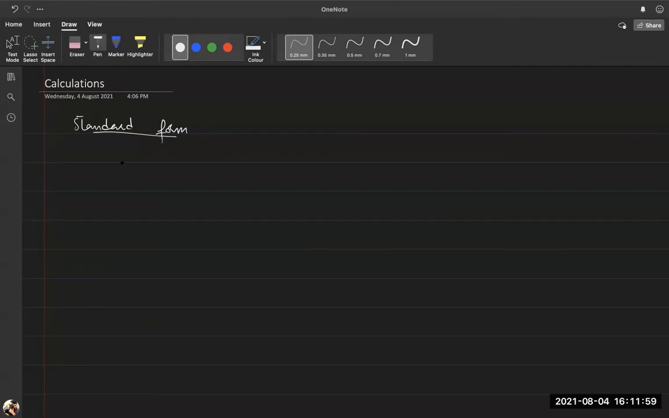So what is a significant digit? It's any non-zero digit from the left side. So from the left side, the first non-zero digit you get, that is the significant number. So let me give you an example. Let's suppose I have this number.